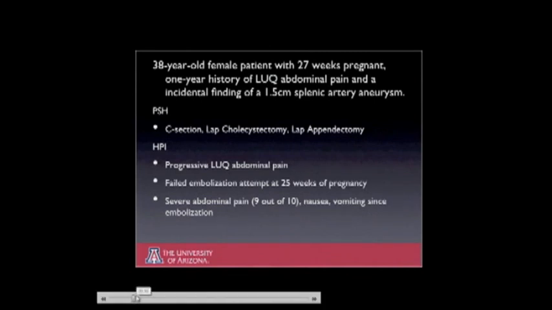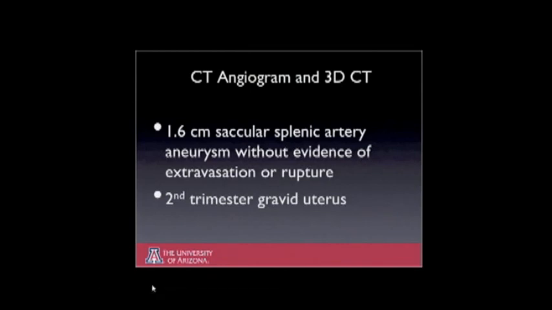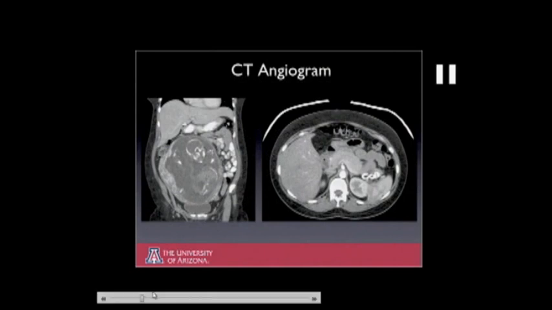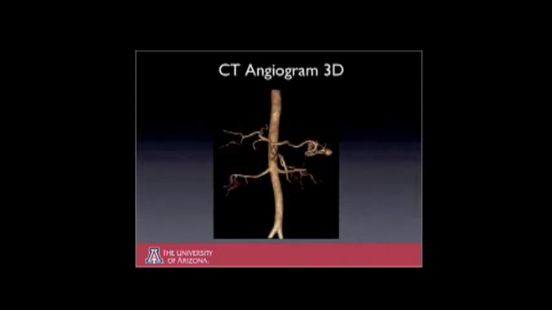So a CT angiogram was performed after the embolization attempt, and a 1.6 centimeter splenic artery aneurysm without evidence of rupture was identified and localized as well. As you can see here, the gravid uterus and the splenic artery aneurysm. Because of the patient's symptoms, she was scheduled for laparoscopic splenectomy and resection of the splenic artery aneurysm.